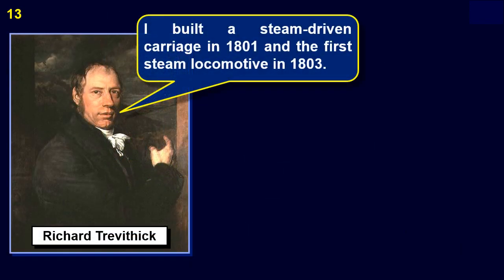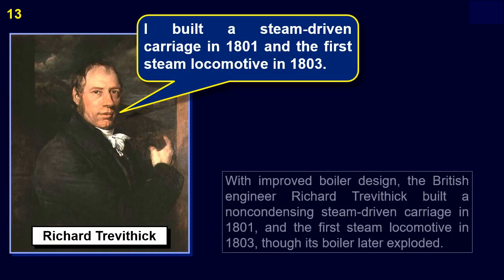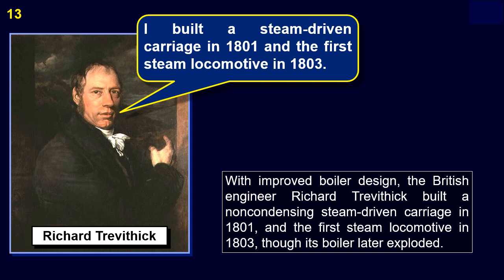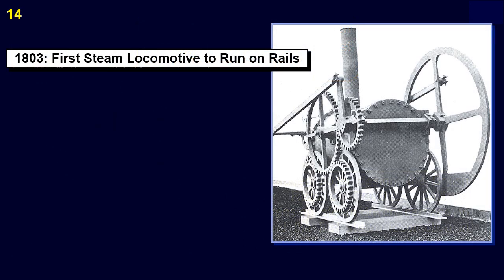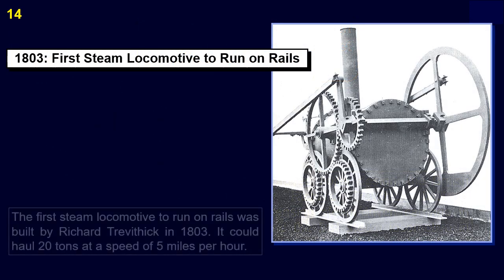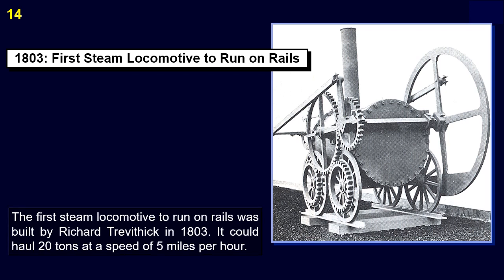With improved boiler design, the British engineer Richard Trevithick built a non-condensing steam-driven carriage in 1801, and the first steam locomotive in 1803, though its boiler later exploded. The first steam locomotive to run on rails was built by Richard Trevithick in 1803. It could haul 20 tons at a speed of 5 miles per hour.